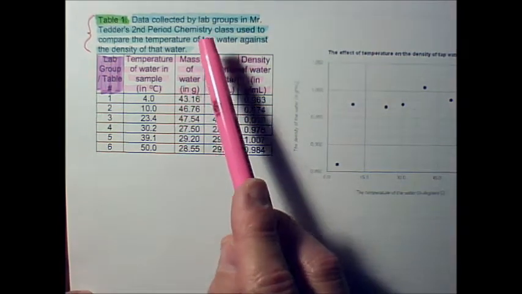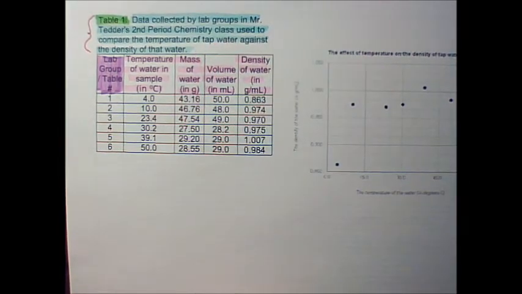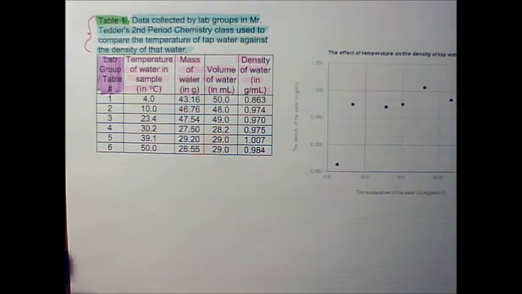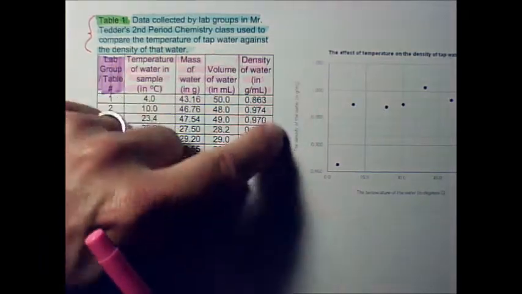Please notice the table label sits on top of the table. It's not part of the table. So there's no outline around this. The table label is on top, not part of the table, so there's no outline around the table label. All other parts of the table have to be completely outlined.